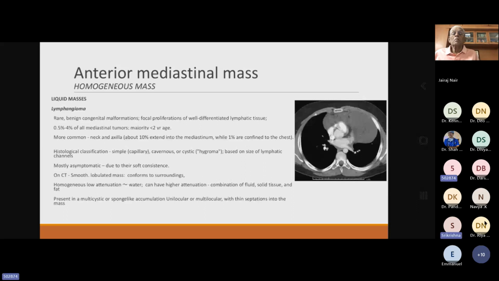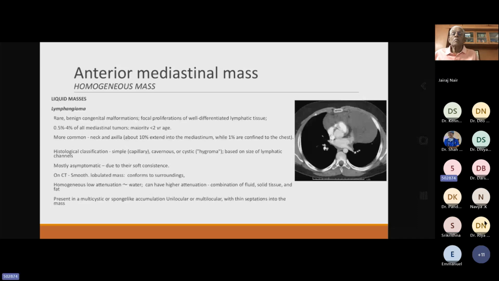Lymphangioma, a rare benign congenital malformation because of focal proliferation of well-differentiated lymphatic tissue. 0.5 to 4% of all mediastinal tumors and majority less than 2 years of age. More common in neck and axilla, and 10% extend into the mediastinum, and 1% are confined to the chest.